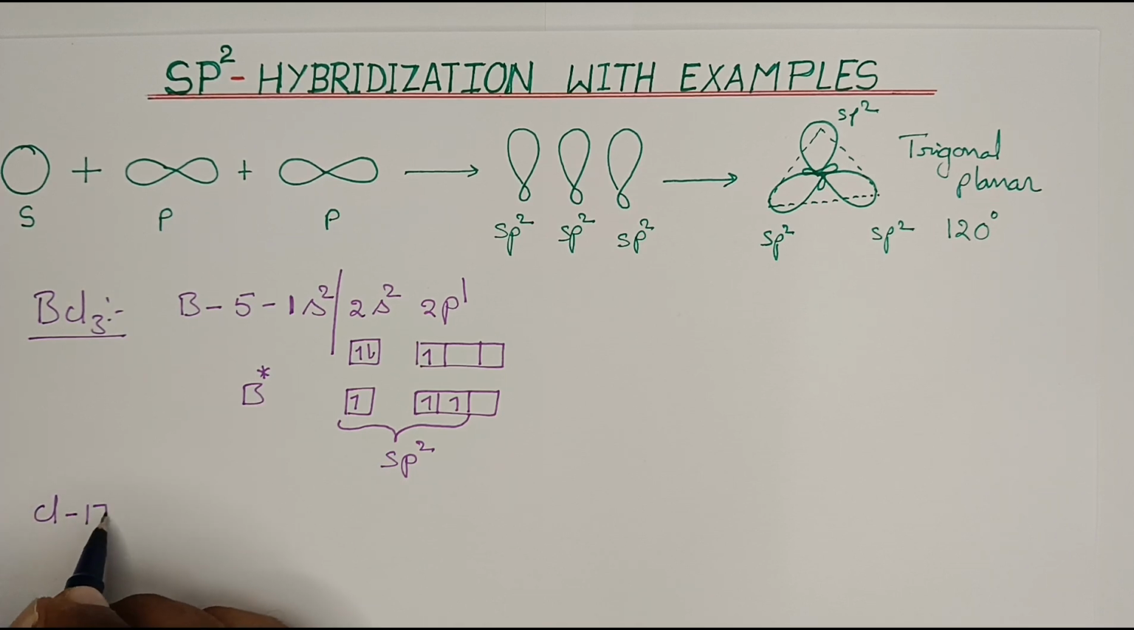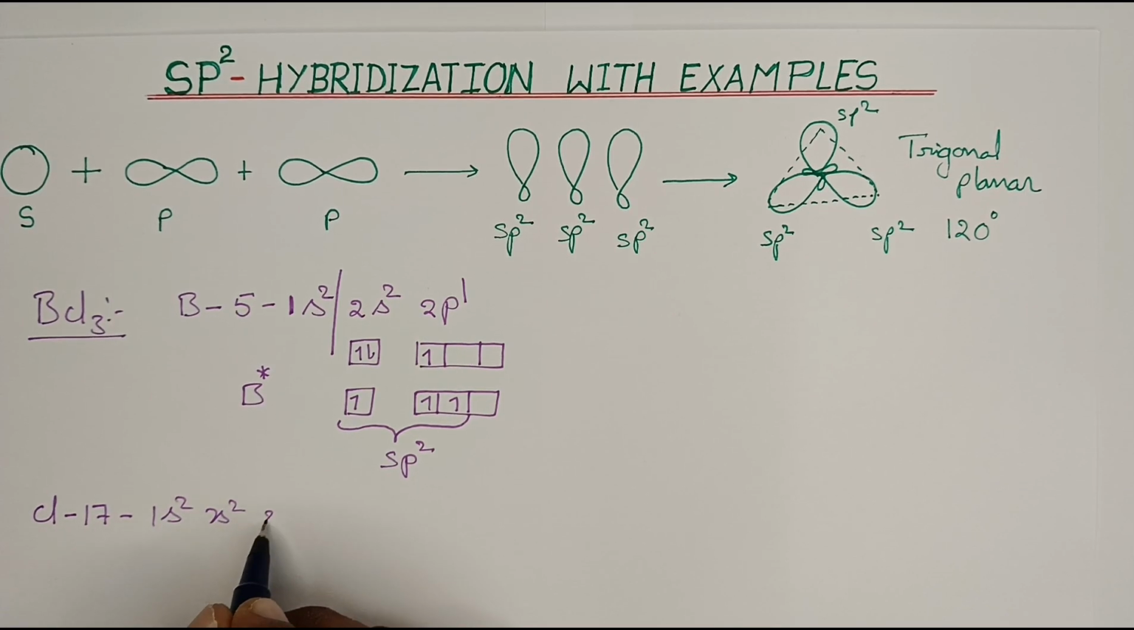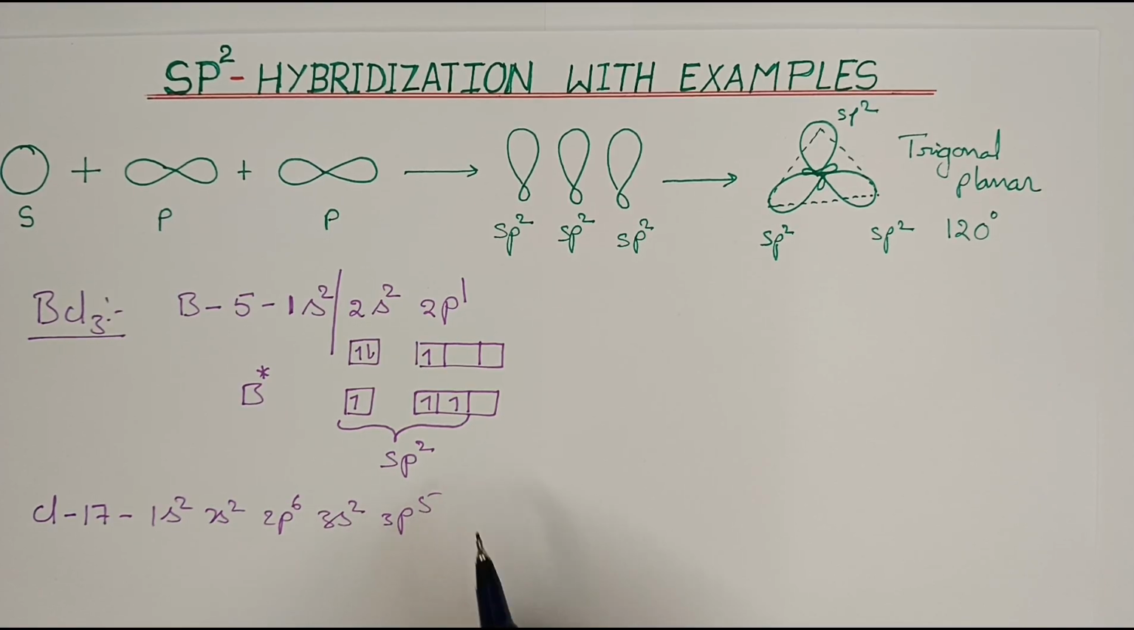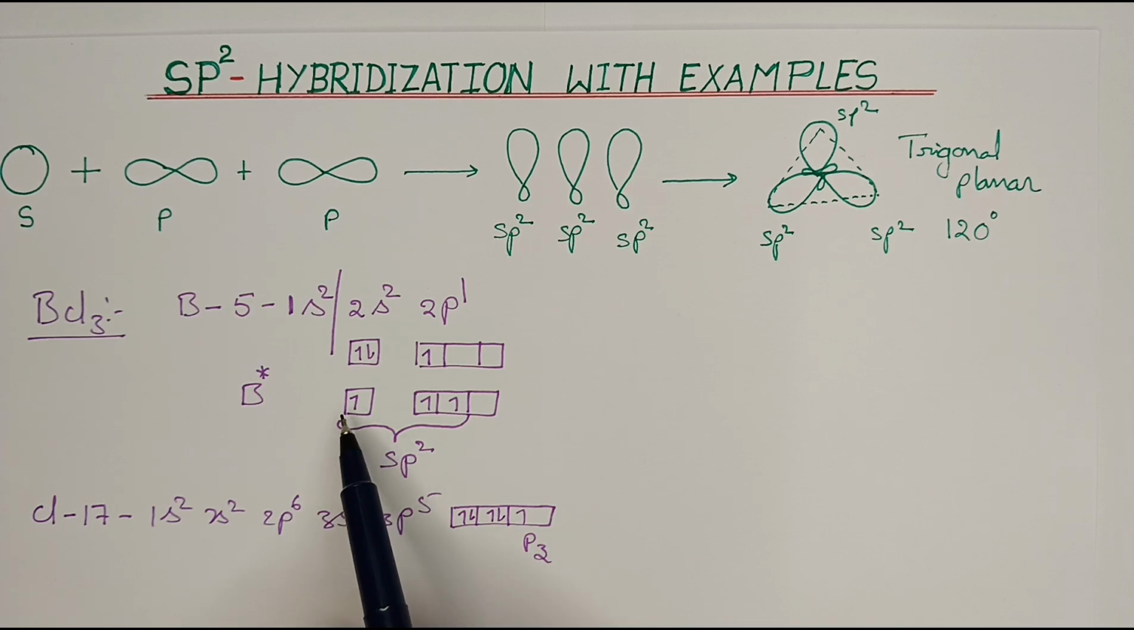Chlorine with atomic number 17, configuration 1s2, 2s2, 2p6, 3s2, 3p5. So it is having p5 electrons. 1, 2, 3, 4, 5. So pz orbital is ready to overlap with sp2 hybrid orbitals.